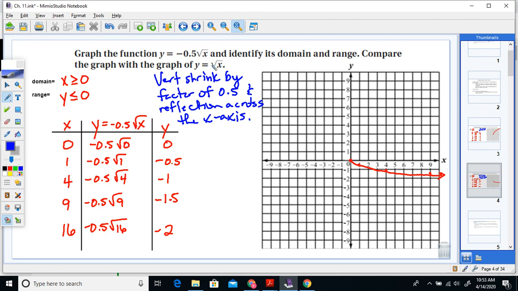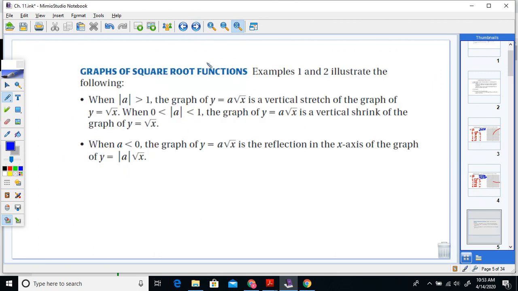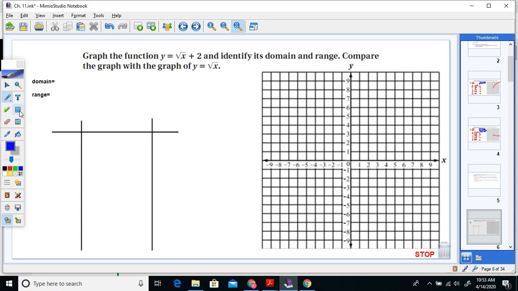Got one more for you here in part 1. This kind of summarizes the comparisons a little bit. Let's graph one more. y equals square root of x plus 2. We'll identify its domain and range, and we'll see how it compares to y equals square root of x. Notice that the plus 2 is outside of the square root symbol. It's outside of the radical here.